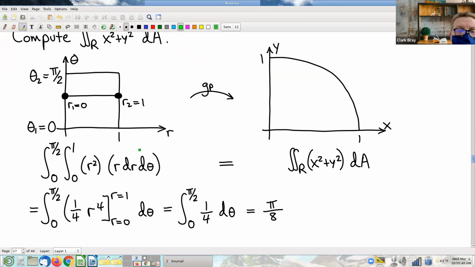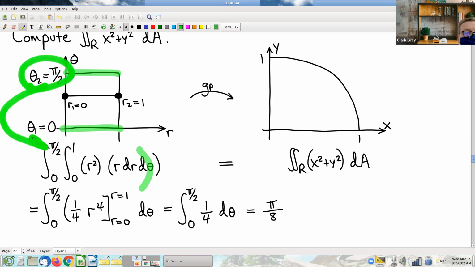So first of all, what's the range of values of theta? Well, what do my theta slices look like? Here, I'm slicing perpendicular to the theta axis. Those are theta slices. And theta starts at 0 and ends at pi over 2. Cool.